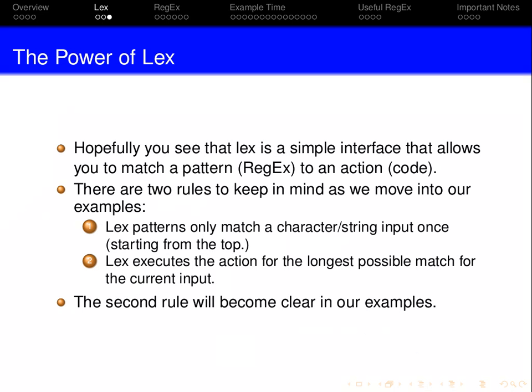All right, so I talked about running it. Hopefully the interface is not too complicated. The idea is you're going to match regex to an action. Two things to keep in mind before we go forward. Lex patterns only match a character string input once, starting from the top. So it's only going to match one of your rules. It's not going to try and match multiple rules. Lex executes the action for the longest possible match for the current input. So if you have two inputs that it could go for, if one is longer, it's always going to choose that. If they're the same length, it's going to choose the one that comes first in your list.